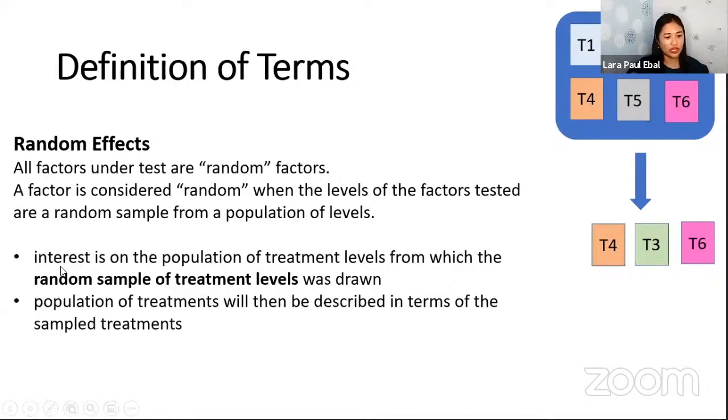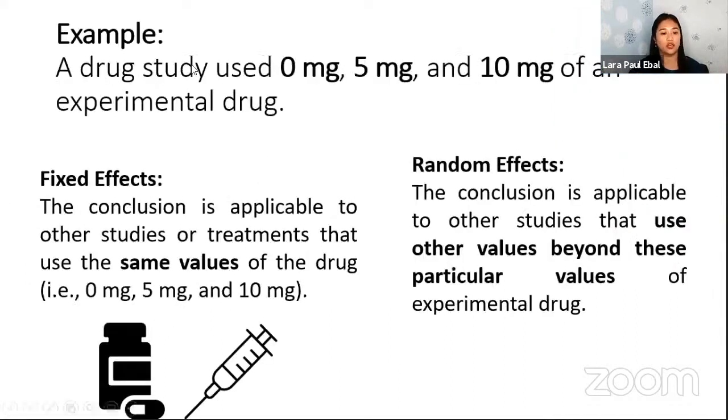So the interest is on the population of treatment levels from which the random sample of treatment levels was drawn, as you can see in the picture. Then the population of treatments will be described in terms of the sampled treatments. Okay, so just to give you an idea of this too, we have this example.